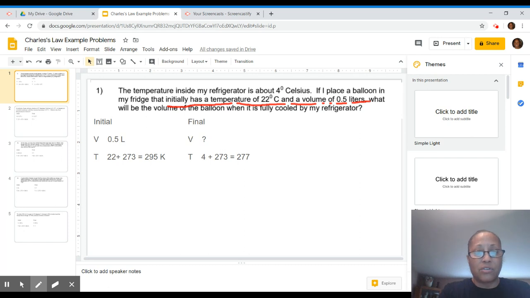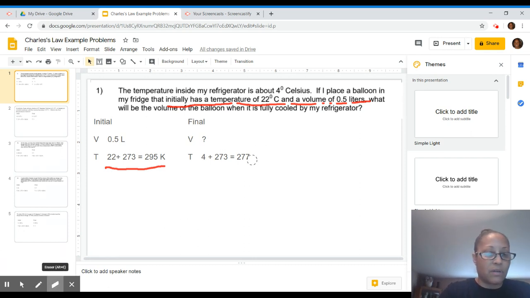You have to change Celsius to Kelvin. In order to do that, you add 273 to 22, which I've done right here, and that gives you a temperature of 295 Kelvin. You have to do that for all your temperatures that are in Celsius. So the final temperature in the refrigerator is 4 degrees Celsius, and to change that to Kelvin, I make that 273 plus 4, which gives me 277, and there should be a K right here, even though there isn't, letting you know that that's Kelvin.